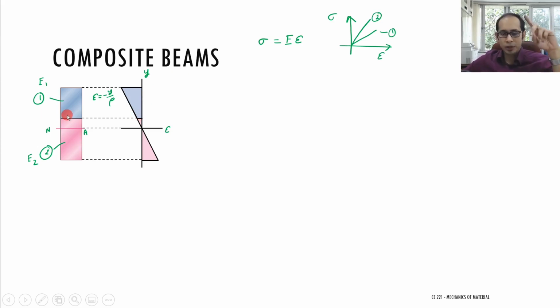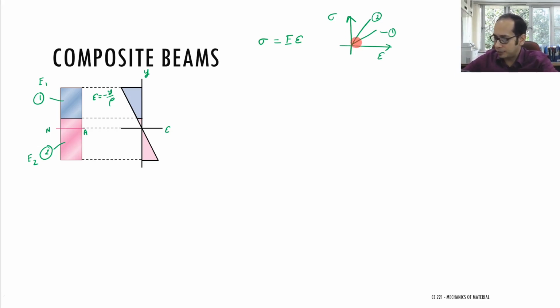Now consider this particular interface that you see over here. Because you have the no slip condition, and that is very important, you have no slip over here. So at the interface there is no slip, so it is bending the same at that interface. So at this interface, the strain in material 1 is the same as the strain in material 2.